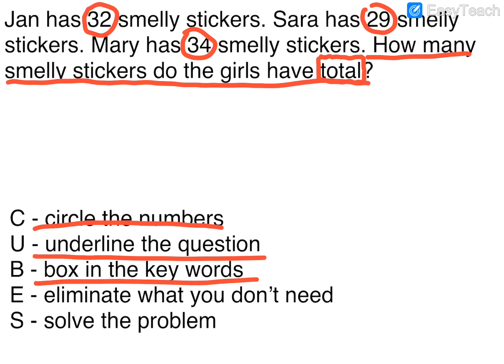Next, E stands for eliminate what you don't need. There's a lot that we don't need. We don't really need to know their names. We don't really need to know what type of stickers that they have. And so we can cross that all off so it doesn't confuse us.